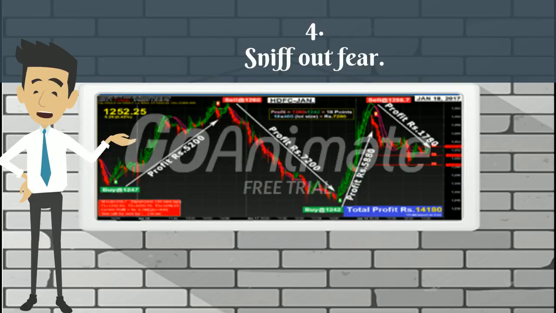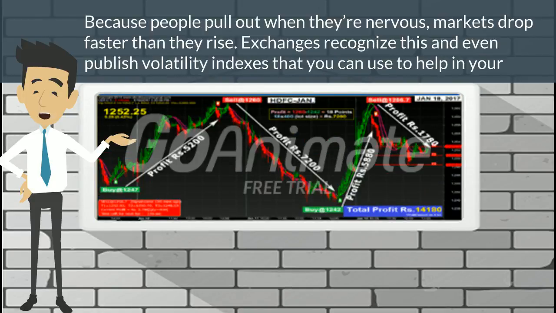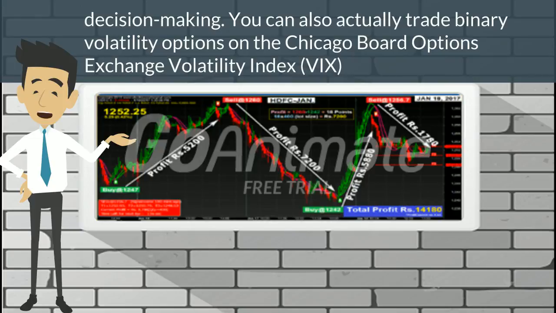4. Sniff out fear. Because people pull out when they're nervous, markets drop faster than they rise. Exchanges recognize this and even publish volatility indexes that you can use to help in your decision-making. You can also trade binary volatility options on the Chicago Board Options Exchange Volatility Index, VIX.